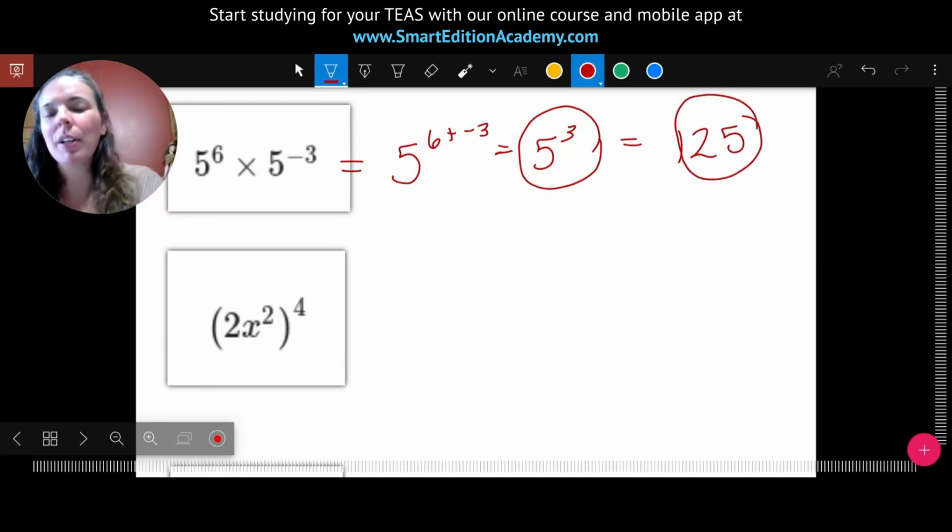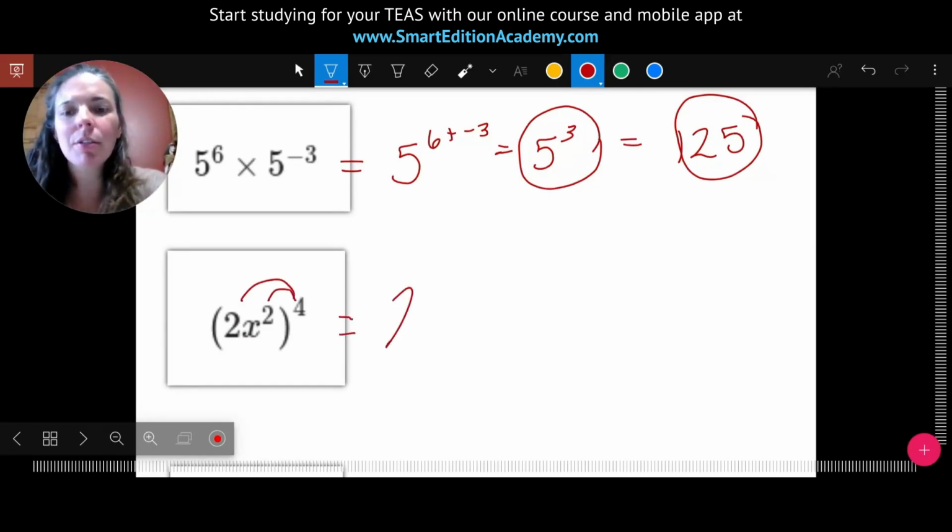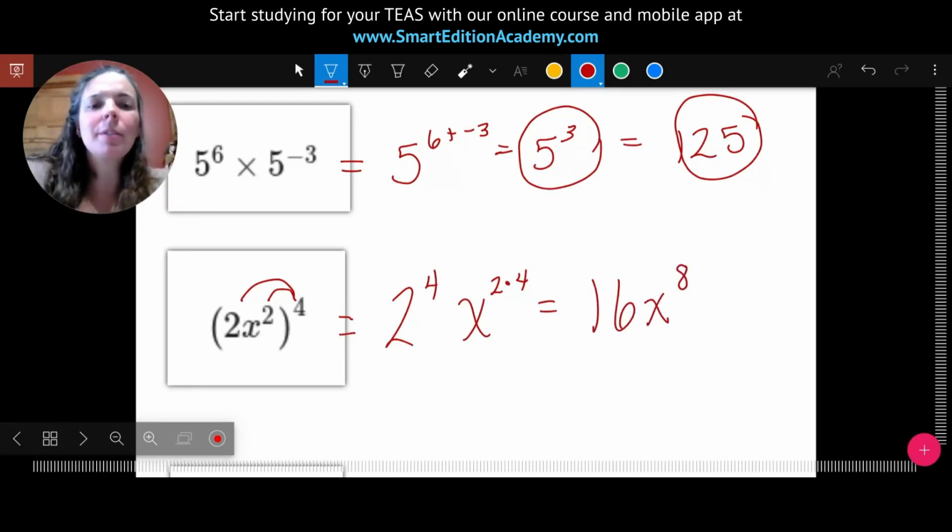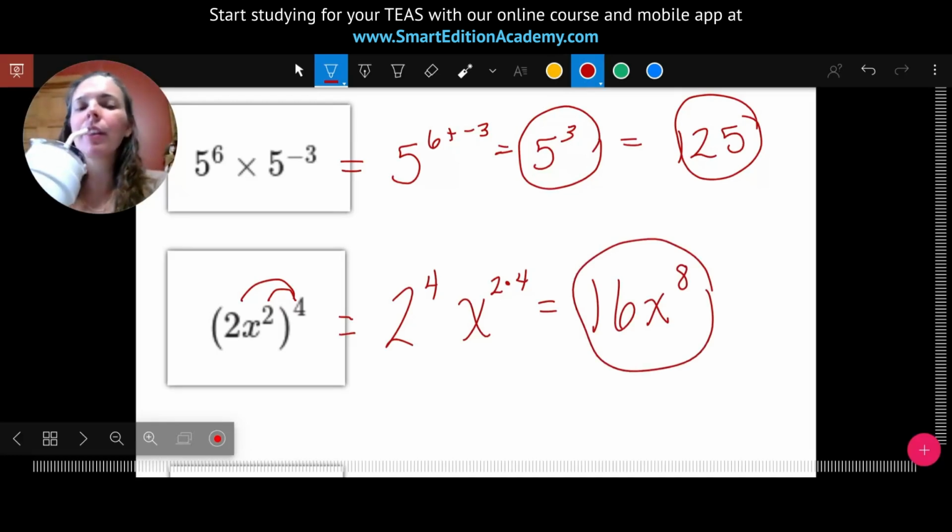Okay, let's try the next one. 2x squared raised to the 4th power. So this is a power to a power rule. I need to basically make sure I raise everything to the 4th power. So this is the same thing as 2 to the 4th times x, and then 2 times 4 would be my new exponent. So 2 to the 4th, 2 times 2 times 2 times 2 would be 16. And then x to the 2 times 4 would be the 8th. Okay, so 16x to the 8th.